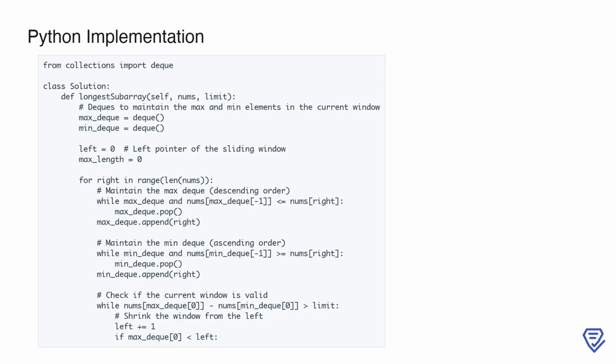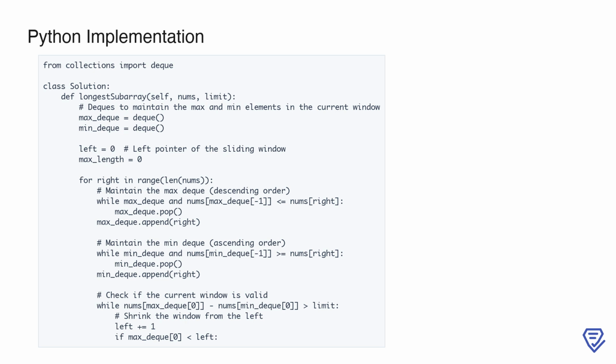Here, we begin by importing the deque class from the collections module, which will help us efficiently maintain the maximum and minimum elements within a sliding window. Inside our solution class, we define the method longestSubarray, which takes the input list nums and an integer limit. To track the maximum and minimum values in the current window, we initialize two deques, max_deque and min_deque.